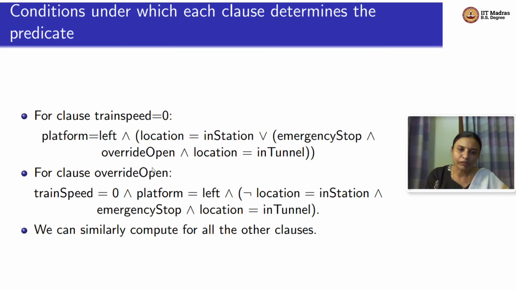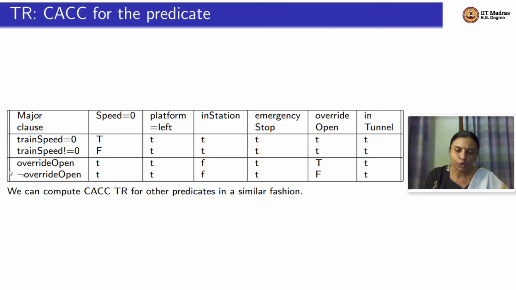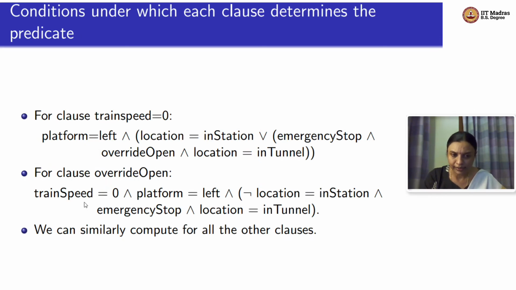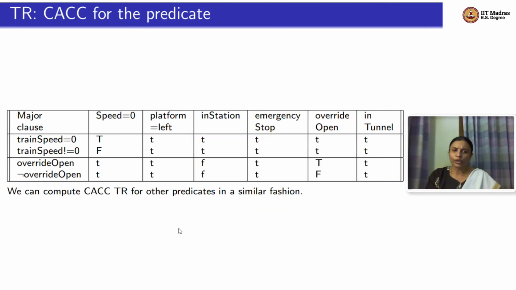Similarly, for the second clause here, for the override open, the clause is made true once, the clause is made false once by negating it. That row I have expressed in true and false. The rest of the predicates I assign true false values such that the major clause override open determines the predicate. So this is the table for that. So I've just illustrated it for the 2 clauses that we considered in this slide. But there are totally 6 clauses. Just as we said, you can compute the conditions under which each of the 6 clauses determine the predicate. You can also compute CACC test requirements for each of the clauses to be a major clause.